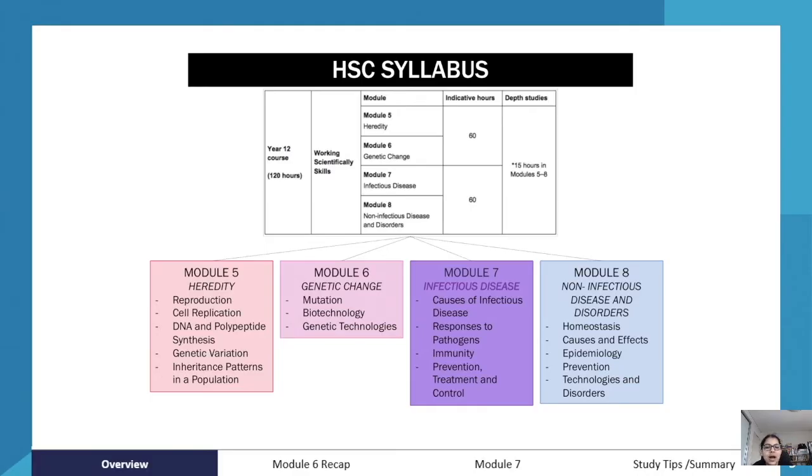like. You are studying effectively 4 topics. The first one is heredity, followed by genetic change, infectious diseases, and non-infectious disease and disorders. Since most schools stick in that order of Module 5 to 8, I'm assuming that most of you have done Module 5 and 6 and are now going to start 7, or that would probably be the majority of us.